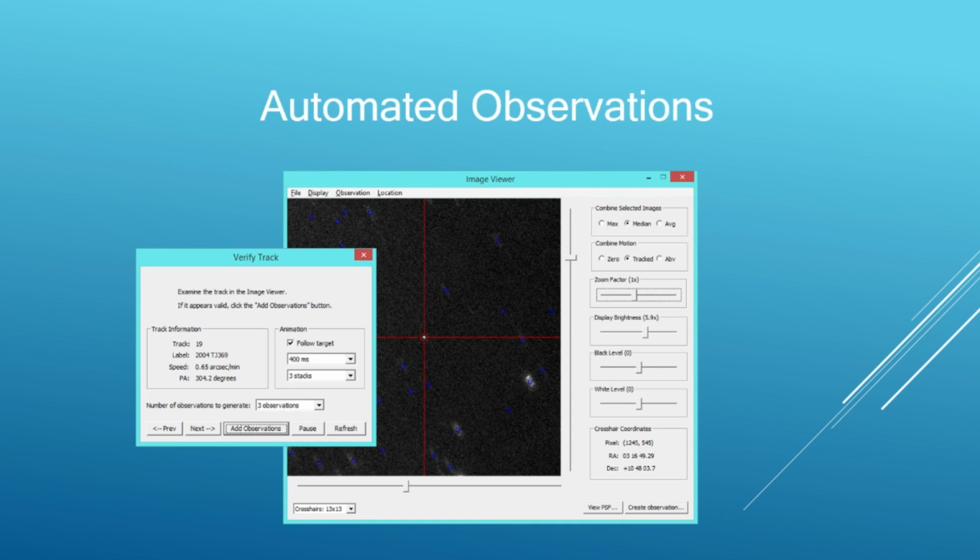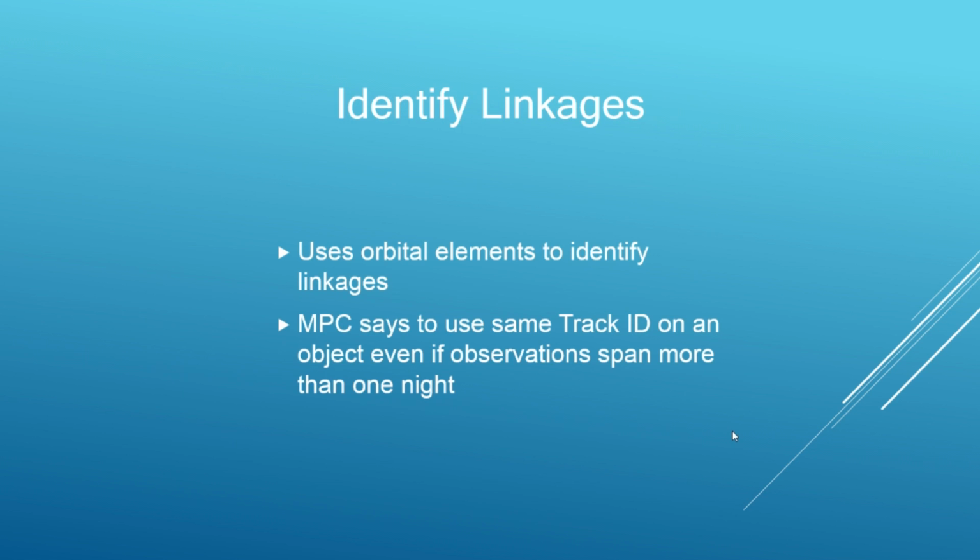So next, again, we have the ability to automate these observations, and so you can simply click a button and the Tycho software will create these observations for you. Again, linkages, the software uses the orbital elements to identify these linkages, and as a side note here, the Minor Planet Center says to use the same track identifier on an object even if the objects span more than one night. So when a linkage is performed, the entire set of observations are assigned the same track identifier. So now it's time to go on to a demonstration.